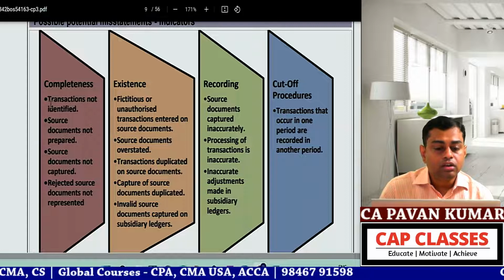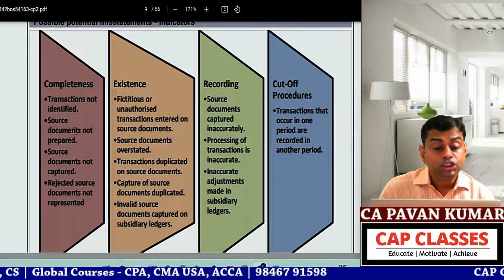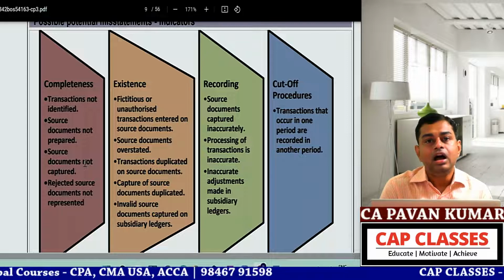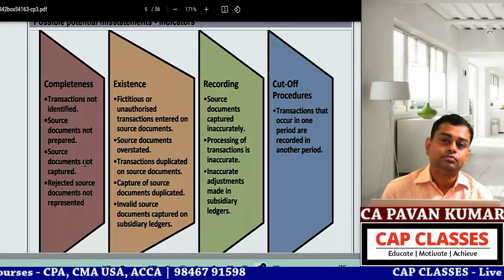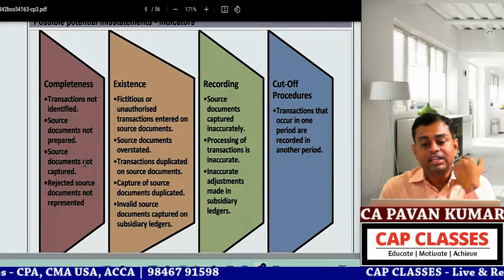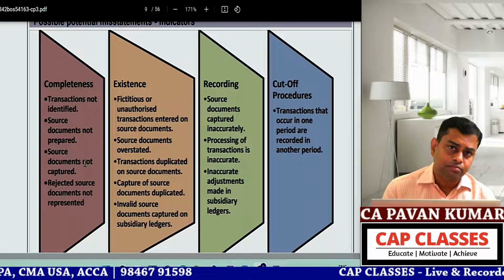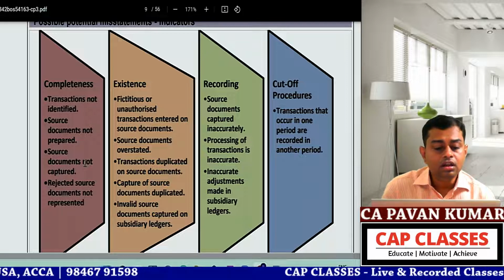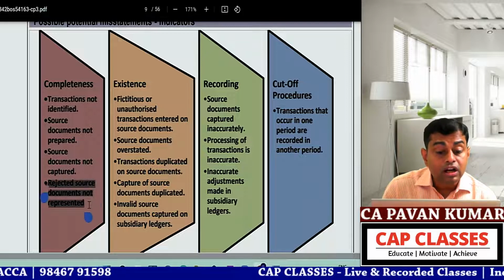Okay, so transactions not identified. Source documents not prepared. If the source document itself is not prepared, how can it be captured into the system? How can it be inserted, input into the system? How can it be fed into the accounting system? Rejected source documents not represented.